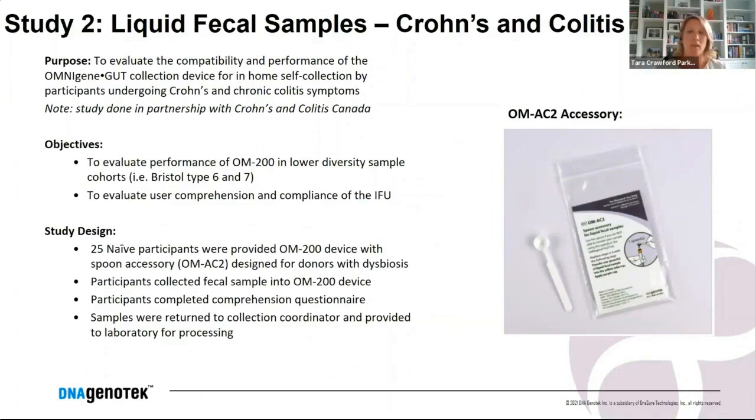There were 25 naive participants in this study that were provided the standard OM200 kit and also our OM-AC2 spoon accessory to aid in collection of a more liquid sample type, which is shown here on the right-hand side of the slide. Following collection, participants completed a comprehension questionnaire similar to the other studies, composed of questions related to critical steps of the IFU, and samples were returned to the collection coordinator and then provided to the laboratory for downstream processing.